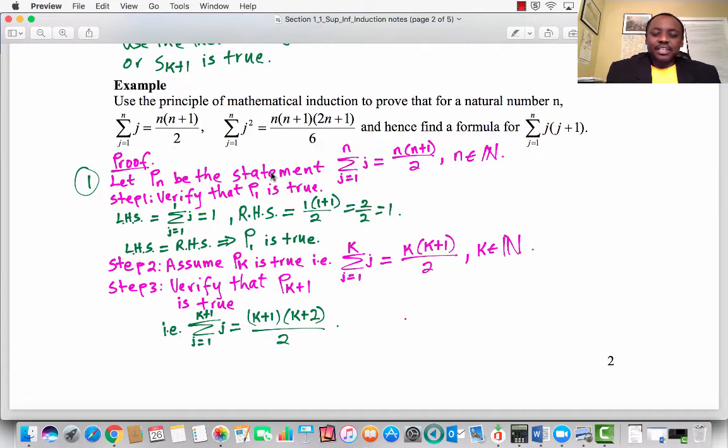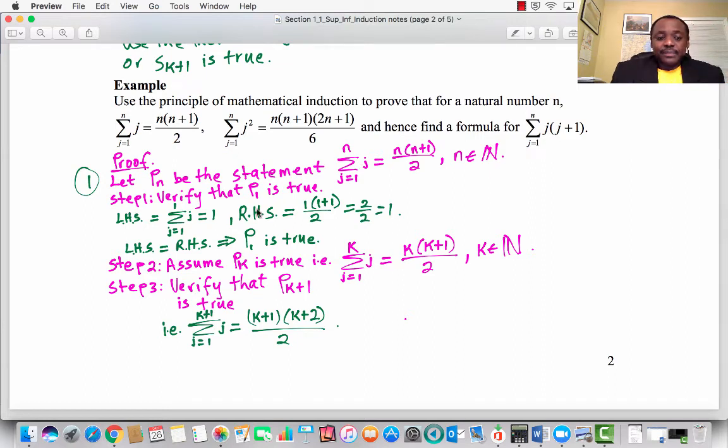Let Pn be the statement: the summation from j equals 1 to n of j equals n times (n plus 1) over 2, and we remark that n is a natural number. So we start off with the basis case. We verify that P1 is true. What you do in such situations is to check the left-hand side and the right-hand side, and if they're equal, you say that P1 is true.